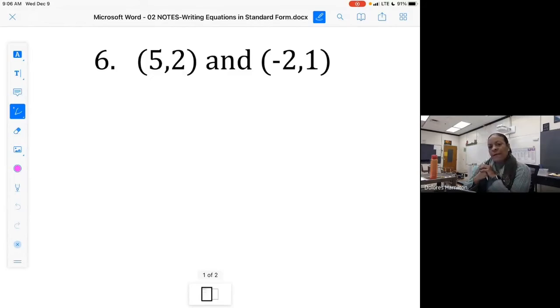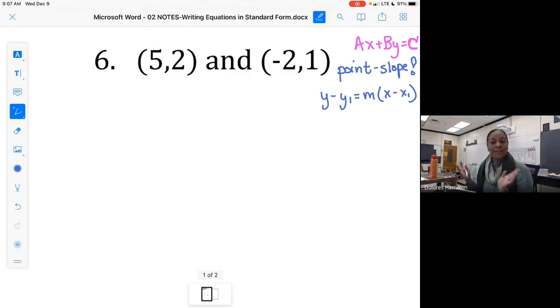What if we wanted to find the standard form of a line that contains those 2 points, (5, 2) and (-2, 1)? Well, the first thing we need to do before I think about putting it in ax plus by equals c form is I just need this to be in an equation. So we're reintroducing some other equations. Point slope. We're going to use point slope to come up with the equation of the line that contains those 2 points. And you'll notice I have 2 points I can use.